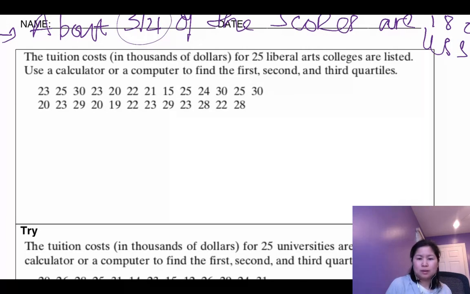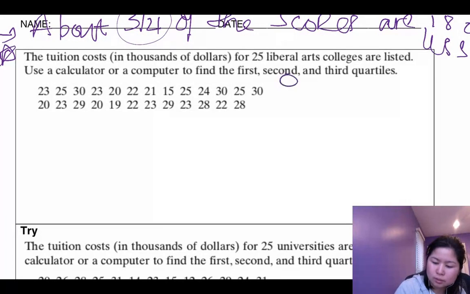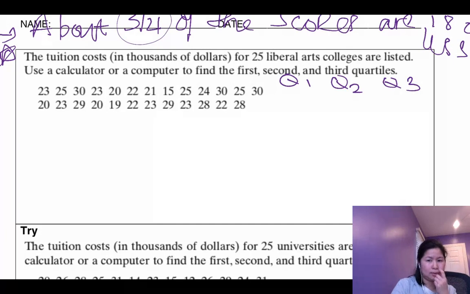Step number 1, I remind you, is to rearrange them in order. Once you're done, don't do the practice on 2 separate sheets, just do it in the same sheet, because I will ask you to take pictures and turn it in to me later, okay? All right, so go ahead and try this practice. What I want you to do is calculate Q1, Q2, Q3, and then interpret what that means.